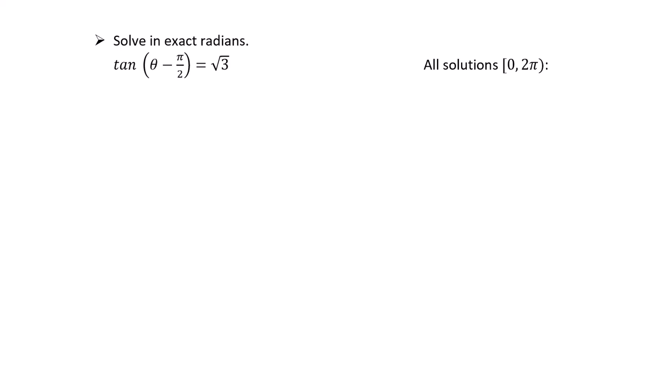Solve in exact radians. The tangent of theta minus pi over 2 equals square root 3. So this is already solved for tangent of some angle, so I need to go ahead and write what that angle is. It's theta minus pi over 2. And where is the tangent of some angle the square root of 3? That's going to be at pi over 3, or that angle could be equal to 4 pi over 3.